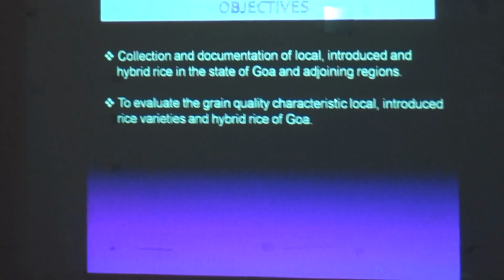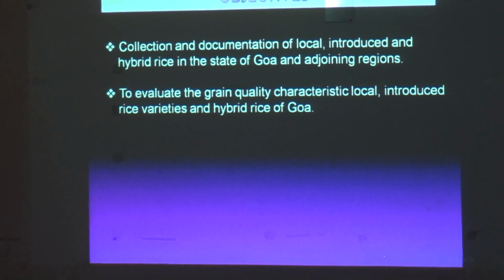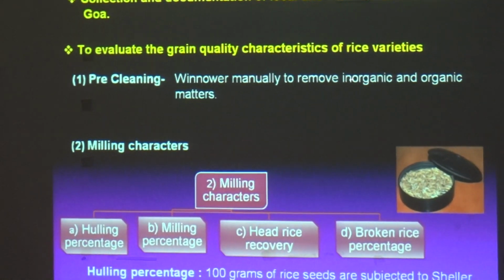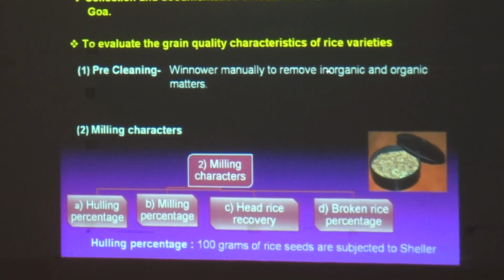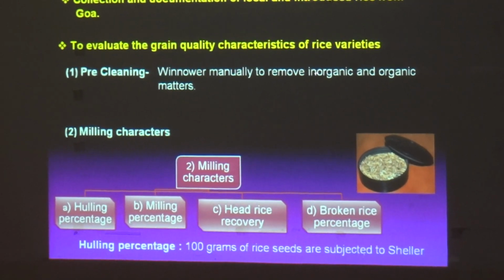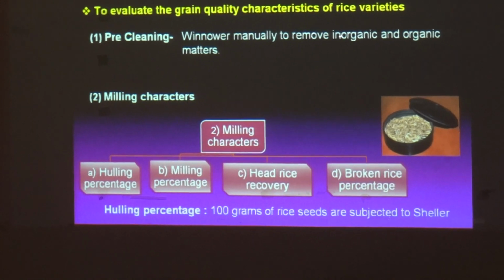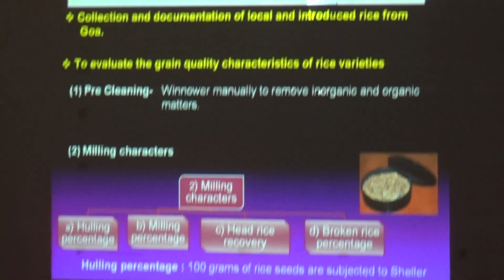Next slide. So the main objective is the collection and documentation of rice varieties, and secondly to evaluate the grain quality characteristics. Next slide. So I will not go into detail for the materials and methods. First is the collection, then second is the grain quality. In grain quality, three different parameters, that is physical, chemical and cooking characteristics, are there.